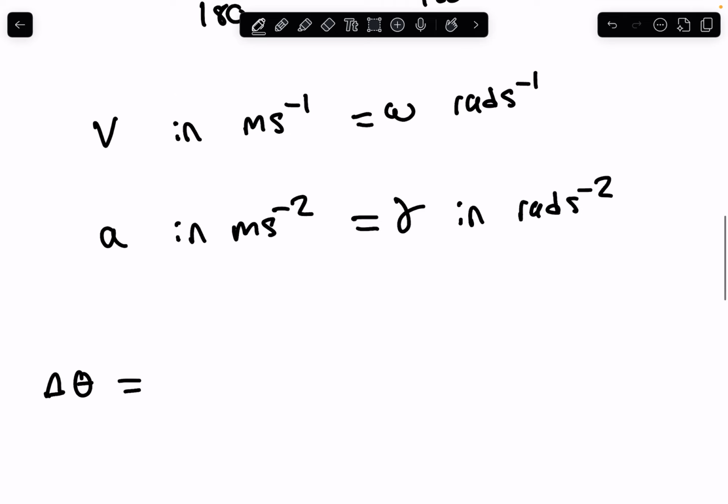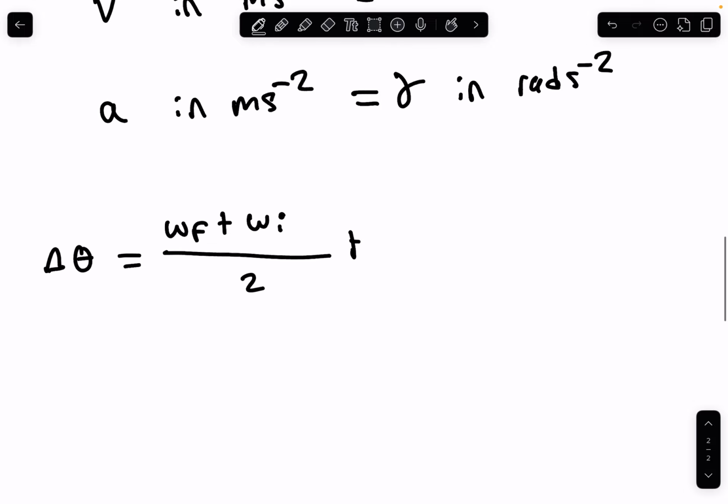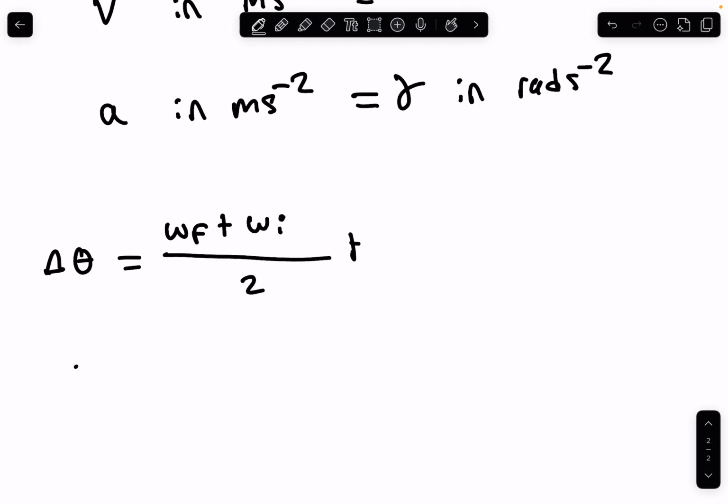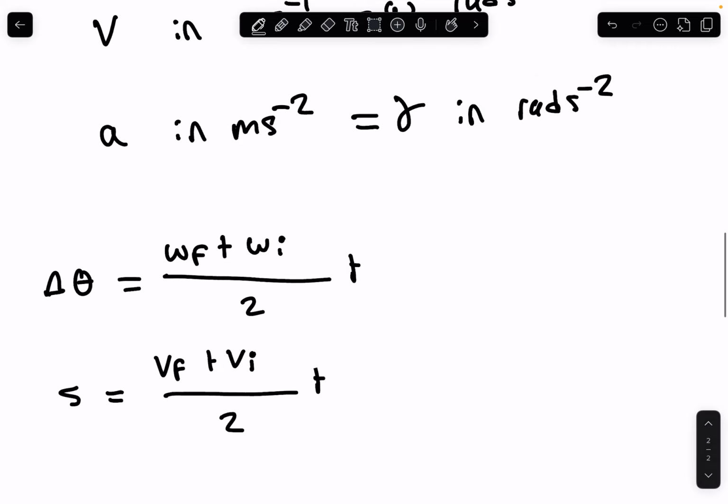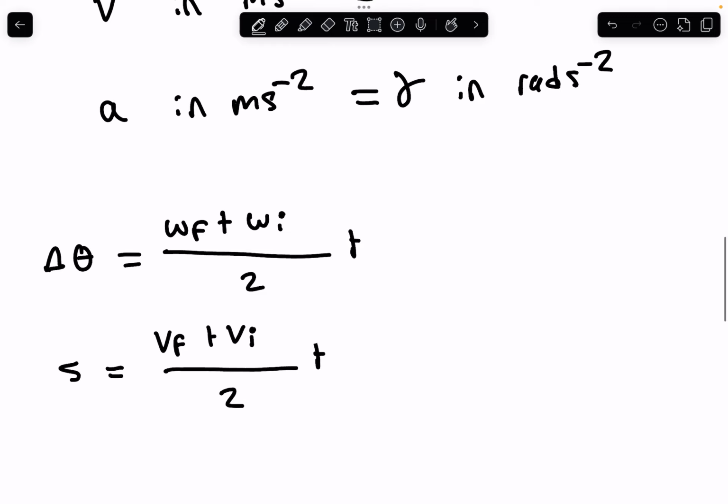equals omega final plus omega initial, divided by 2, multiplied by time. And this is the exact same as the normal SUVAT equation, which states that the displacement is equal to the final velocity plus initial velocity, divided by 2, times time. The only thing that's not different here is, of course, time. So this equation is basically telling you the average velocity, since you're taking the final plus initial and dividing it by 2, or the average displacement, sorry.